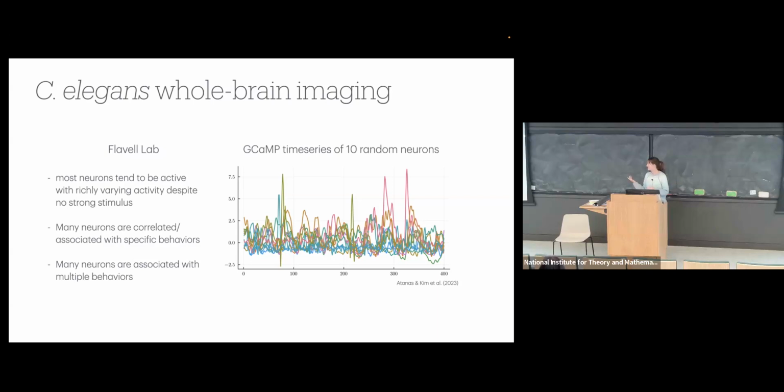Something that I find interesting about these data sets is that most of the neurons tend to be pretty active with richly varying activity despite not having strong stimulus. There are experiments where the worms are given a strong stimulus, they're poked, they're given a heat shock, something is happening and they're responding in a certain way. But the neural activity isn't just quiet without stimulus. The C. elegans is moving around, it's making decisions, lots of things are happening in its brain, despite whether or not there's this strong stimulus coming in.